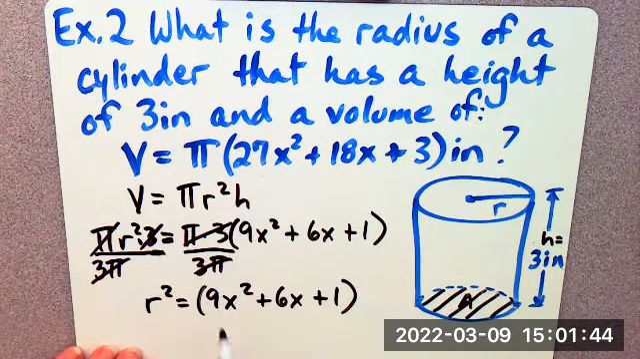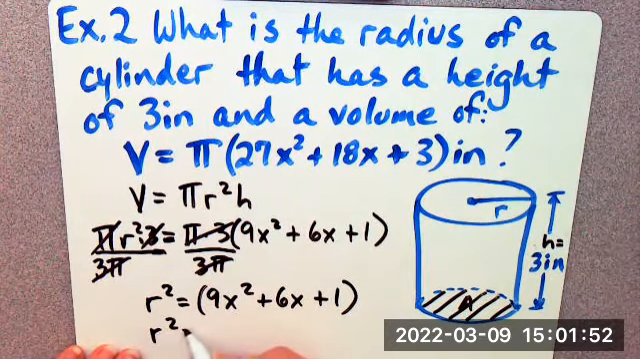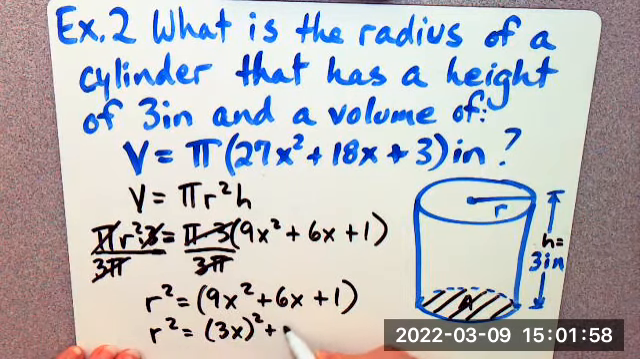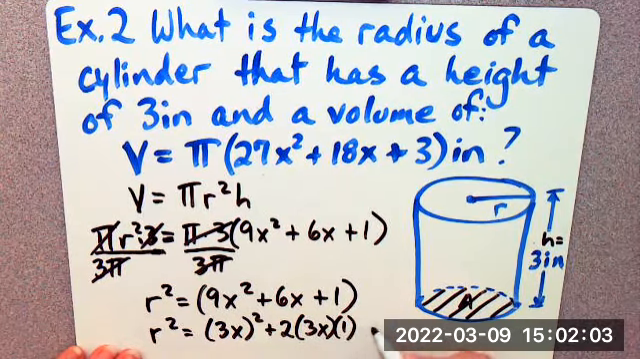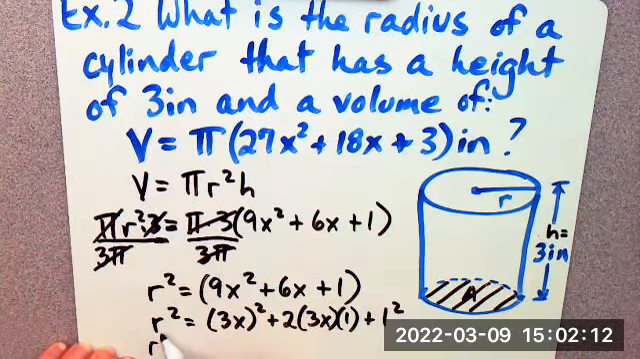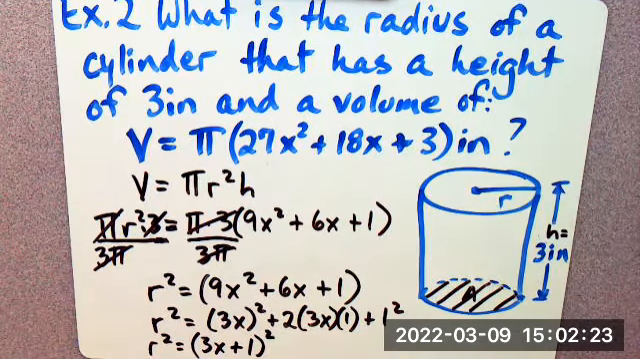So this makes us think that this is a perfect square trinomial, and we know that this is 3 squared. So we suspect that this is hiding (3x) squared plus 2 times 3x times 1 plus 1 squared, and it certainly fits the perfect square trinomial. So we have r squared equals (3x plus 1) squared. So that means that we have this expression here.